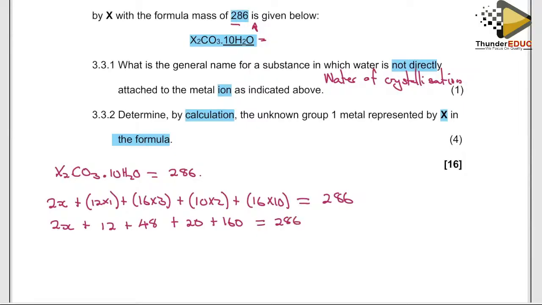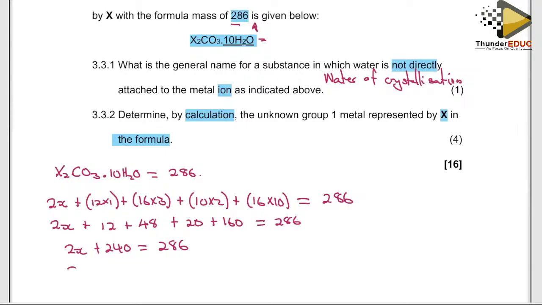So let's quickly do the math on our left there to see what we're going to get. So it's 12 plus 48 plus 20 plus 160. So it gives us a value of 240. Therefore, 2x plus 240 is equivalent to 286, right?